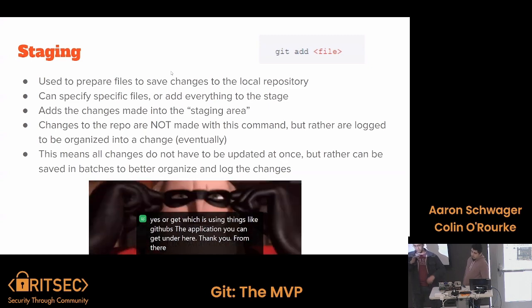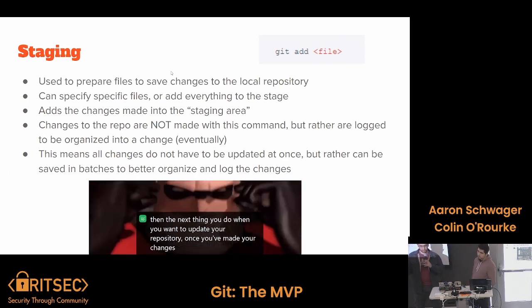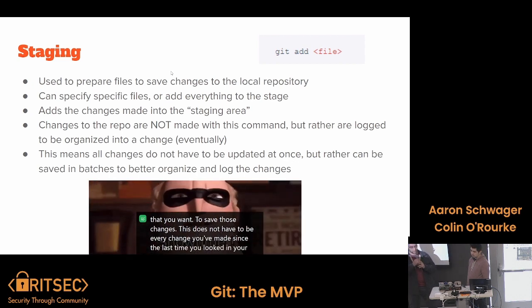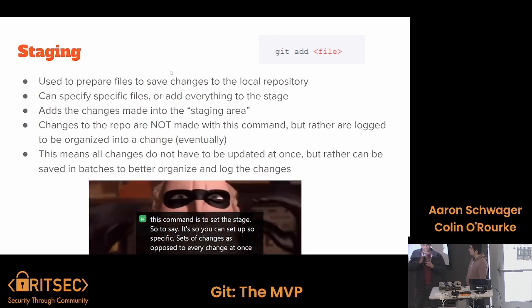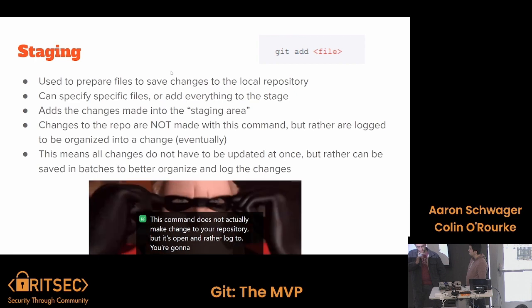From there, you can make changes, and then the next thing you do when you want to update your repository, once you've made your changes on your local machine, is staging. This is done with the git add command, and this command can be used to specify what files you've made changes to and that you want to save those changes. This does not have to be every change you've made since the last time you've updated your repository. The goal of this command is to set the stage, so to say. It's so you can set up specific sets of changes as opposed to every change at once. This command does not actually make changes to your repository, but it is rather logged to be organized in a readable manner.